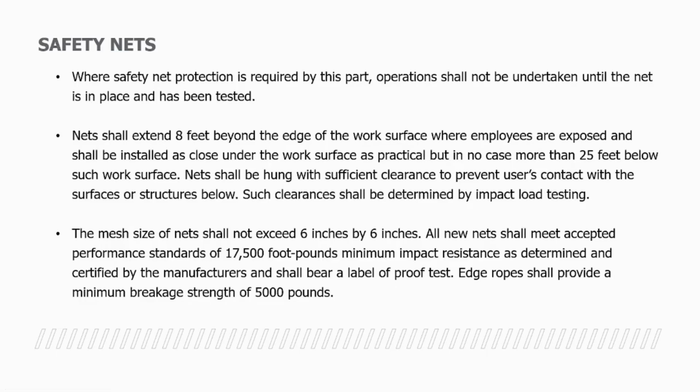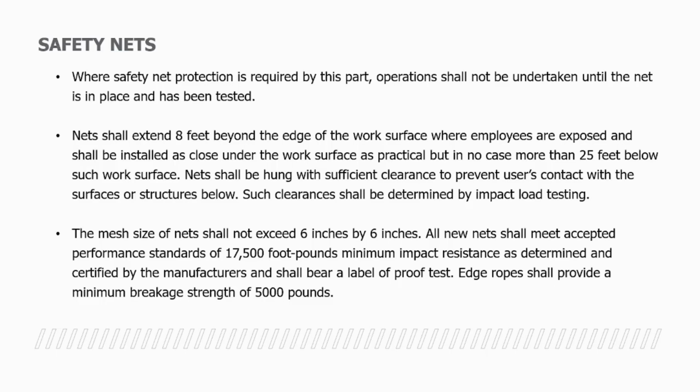Safety nets protection is required by this part. Operation shall not be undertaken until the net is in place and has been tested. The net shall extend 8 feet beyond the edge of the work surface where employees are exposed, and shall be installed as close under the work surface as practical, but in no case more than 25 feet below such work surface. The net shall be hung with sufficient clearance to prevent users' contact with the surfaces and structures below. Such clearances shall be determined by impact load testing.